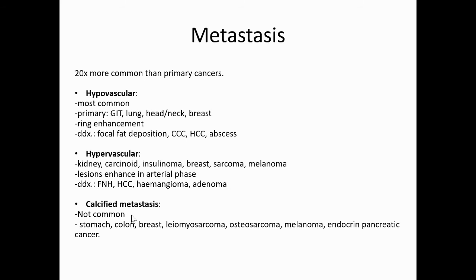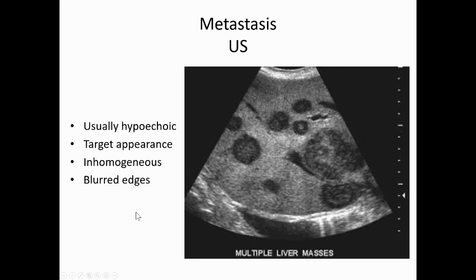And then we are now with metastases. They are very common. They are more common than primary cancers. They can be hypovascular, and calcified, depending on the origin. On ultrasound, they are usually hypoechoic with faint margins, and most of the time we see this target appearance where the lesion has a dark edge and a wider center.